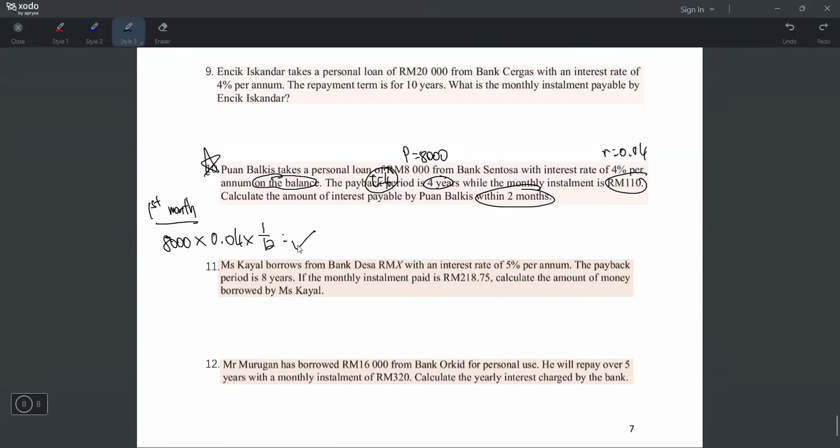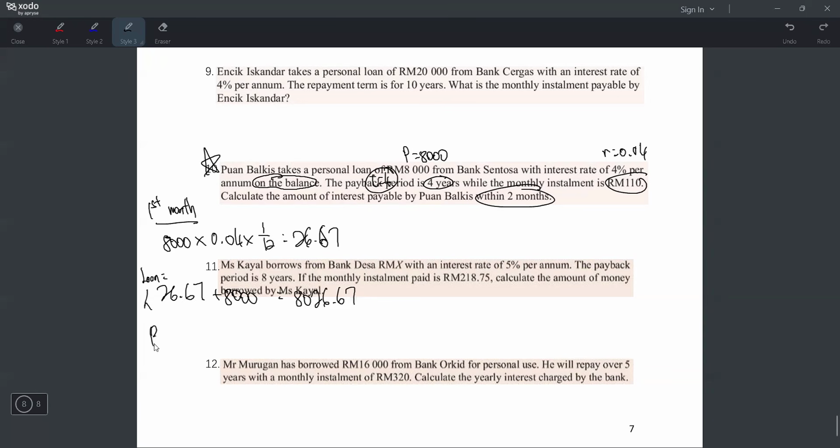And then after you press this, let's press it now. 8,000 times 0.04 divide 12. So I get 26.67. And now what you do is you add 26.67 to the 8,000, because you want to get the loan. You forgot already the loan formula? P plus PRT, and this is the PRT answer. So of course you add. So you get 8026.67. But that's not the end.